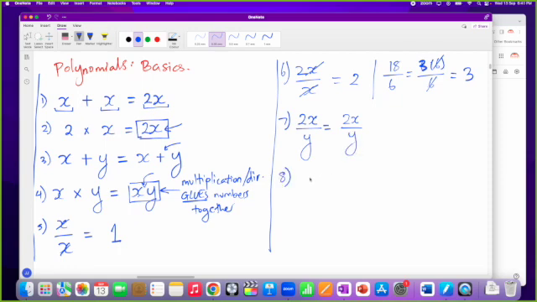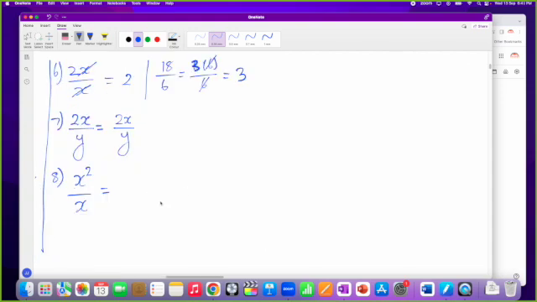All right. What about this? x squared divided by x. Remember, x squared is really x times x over x. One x cancels, and you get x.